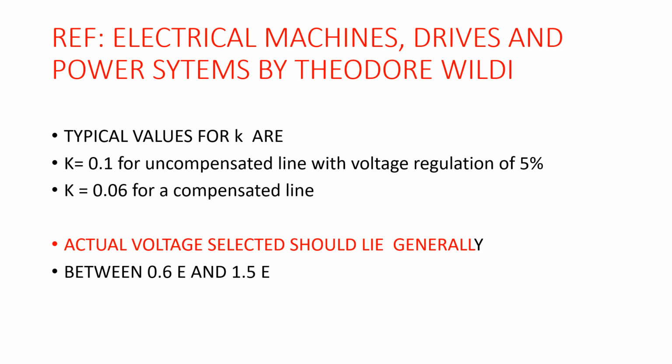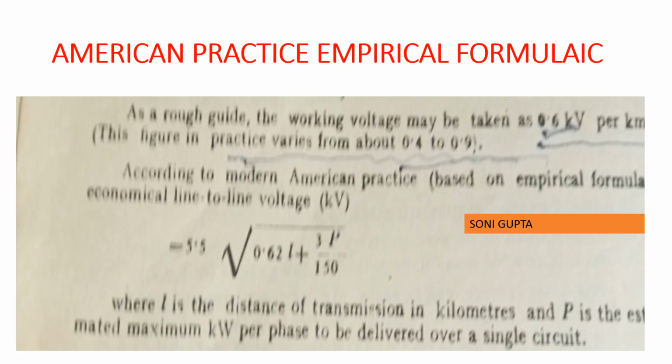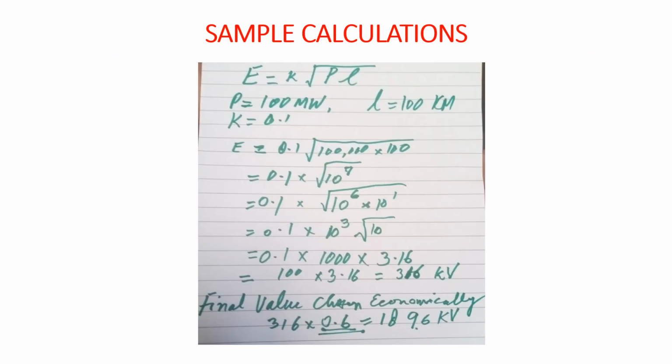Now, when you get a value from this formula, it is recommended that you get a range by multiplying by 0.6 and 1.5, and you can select any voltage between that range. Now, this is another formula given, and from this formula I have calculated, we get almost the same values. So these are the two empirical formulas used in American practice and in practice all over the world as well. But these provide only a rough guideline. Actual selection will depend on various other factors, but this will indicate the level.